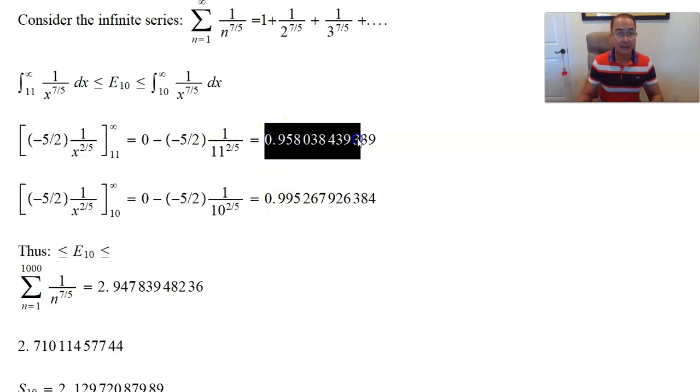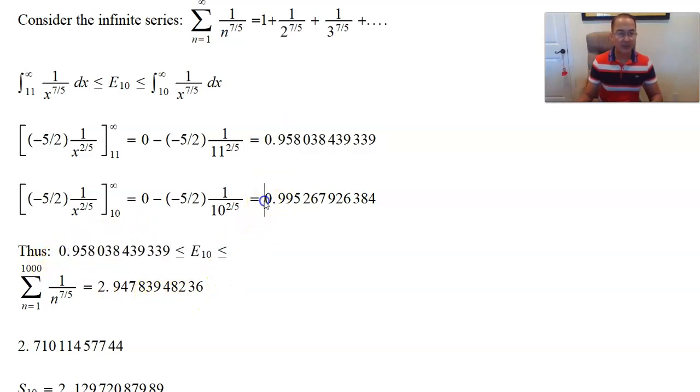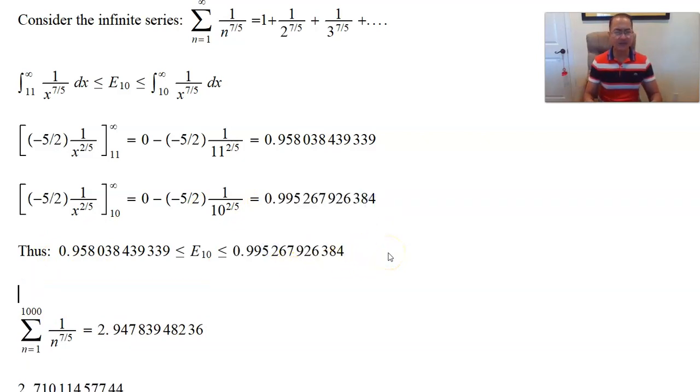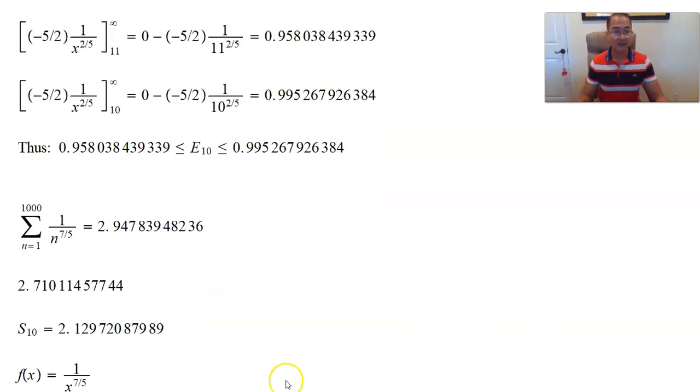E10 is at least this much and at most this much. Okay, so we can console ourselves with the knowledge that, oh, okay, my error is at most 1. Big deal. So the exact sum is at least 2.197 plus 0.958, and at most 2.197 plus 0.995.